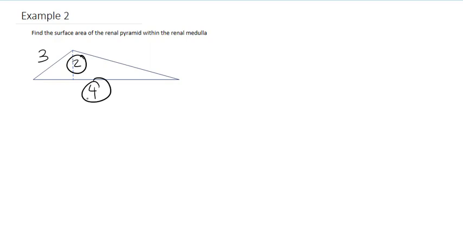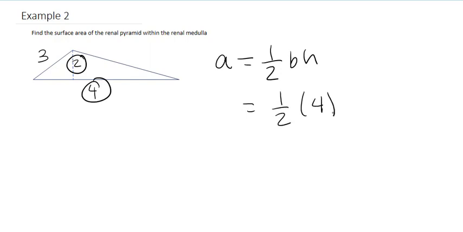So now let's put this into a formula. So we have area is equal to 1/2 base times height. So this is equal to 1/2. Our base is now 4 multiplied by 2. And so when we multiply across, we have 4 times 2, which is 8, divided by 2, which is equal to 4.